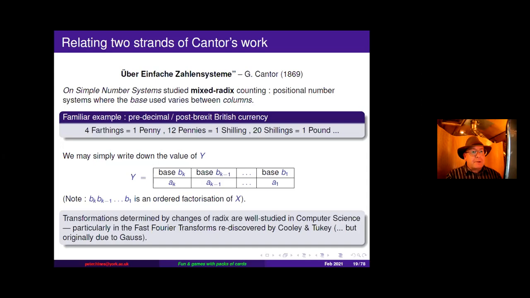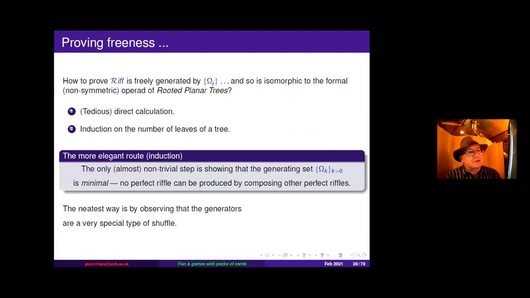So let's go on to this Phoenix business. How do we prove that this operad is freely generated by these generators? Well, the messy way of doing it is tedious direct calculation. The slightly smarter way of doing it is by induction on the number of leaves on the tree. And once you do it by induction, it's practically trivial. There's only one almost non-trivial part, and we need to show at each stage that no generator can be written as a composite of any other generators. And we do this by observing that our generators are actually a very special form of shuffle.